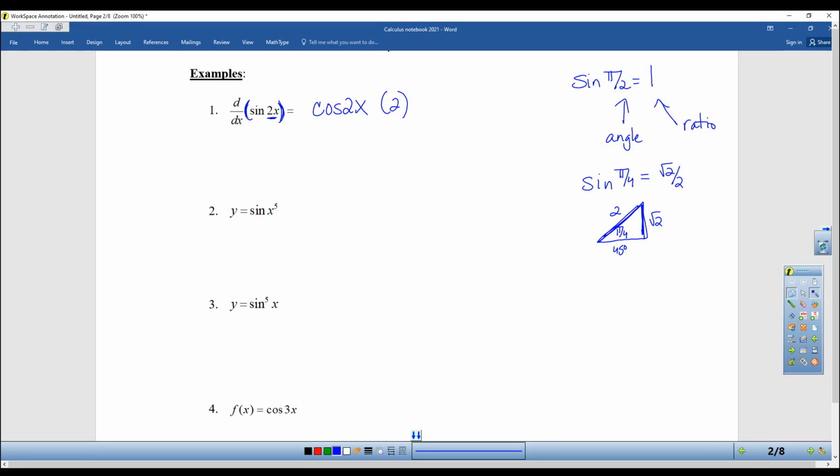So trig is a connection between the angles and the ratios of the sides. So this is always the angle. It's connected. You can never separate that 2x from that cosine. But when you do the derivative, you're always going to write the exact same thing. The derivative of sine of 2x is cosine of 2x. The angle will never change. And then you need to multiply by the derivative of the angle.